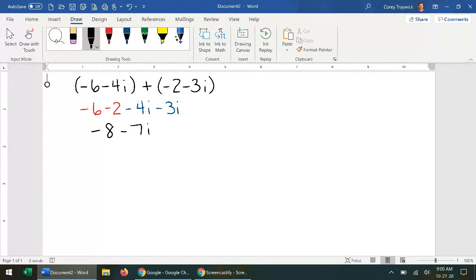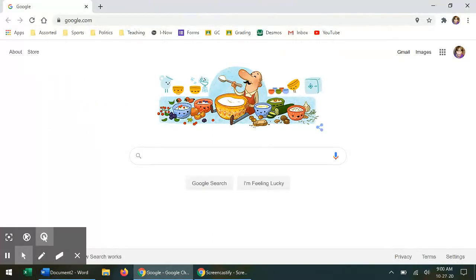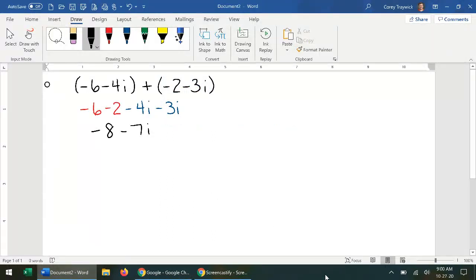You mean we don't have to change it to the square root of negative 1? No, that i shows us that it is the square root of negative 1. Now this thing right here is called a complex number.